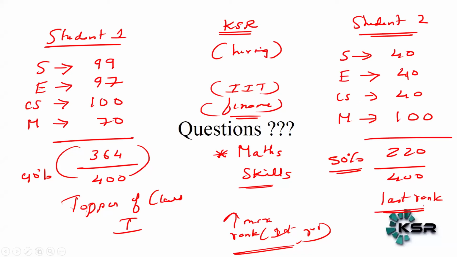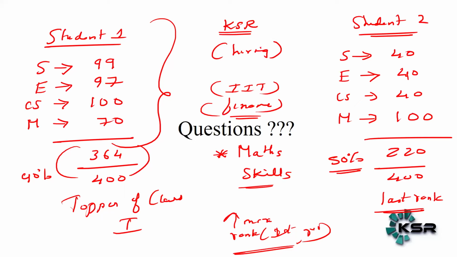Question to you. For KSR, will I have the second rank student, the last rank student, or the first rank student? The last rank student, because of the mathematics they require. Why? I should have hired this person, right? He's a topper, right? But the mathematics is required. Now tell me, will I always go with the rank? No.